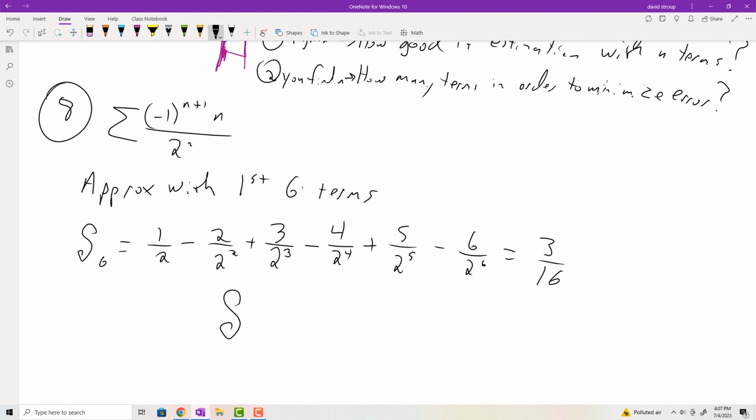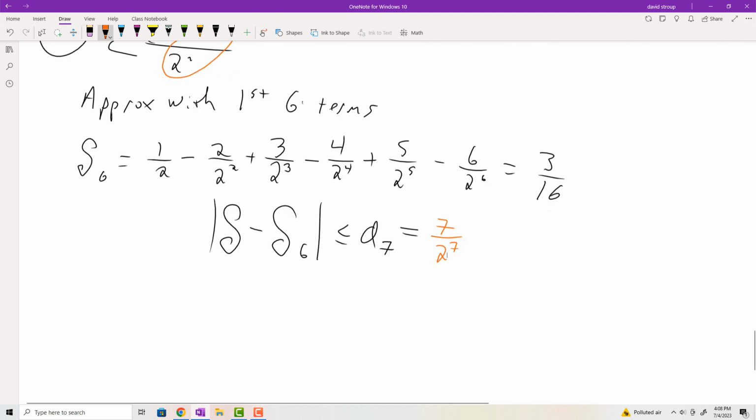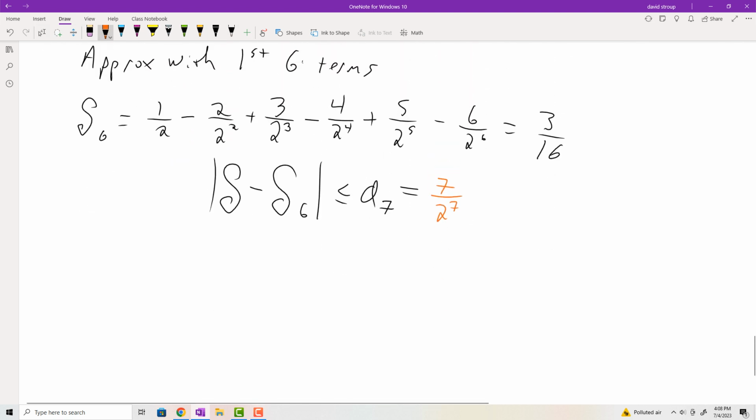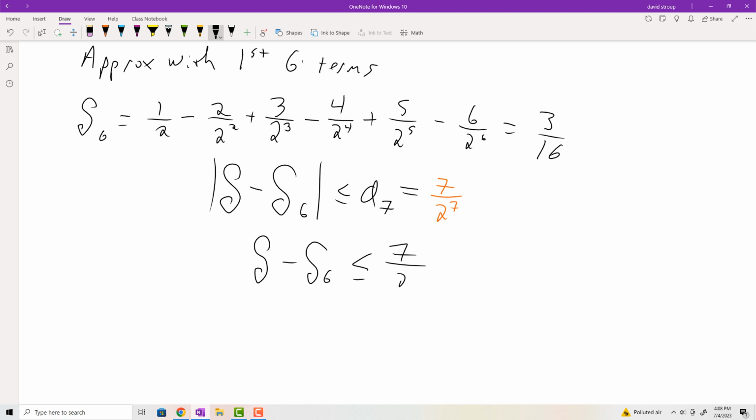Then I know from the theorem that S minus S sub 6 is going to be less than or equal to A sub 6 plus 1, which is A sub 7. And then A sub 7 is just plugging 7 into that portion of the series, so it's 7 all over 2 to the 7th. Okay. Then I can create a sort of boundary around the actual sum by opening up this inequality. So this will be less than or equal to 7 all over 2 to the 7th, but greater than or equal to the negative of that.